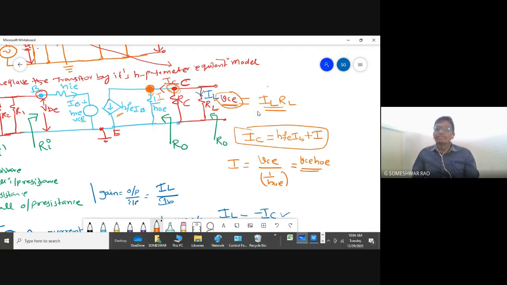Okay, IL into RL. Now if you replace this RC and RL combination with only one resistor, RC and RL are connected in parallel. If we replace this RC and RL with only one resistor, what will be the resultant resistor? Parallel combination of RC and RL. That resistance I am going to call RL dash. That RL dash is nothing but RL in parallel with RC. Is it okay?